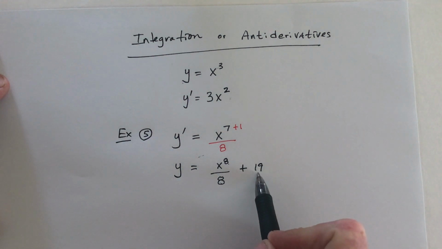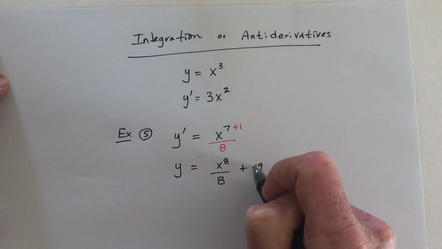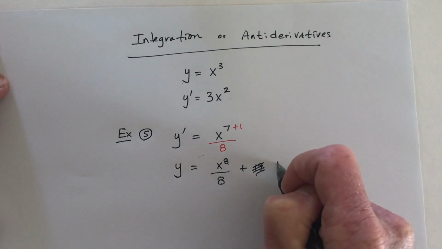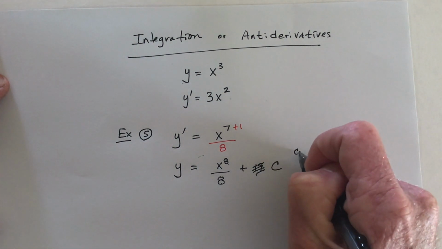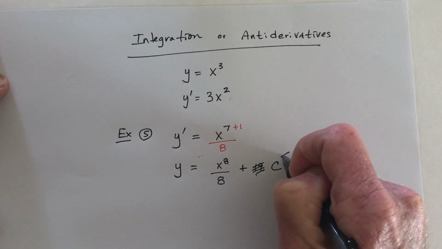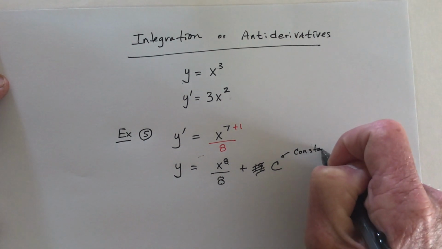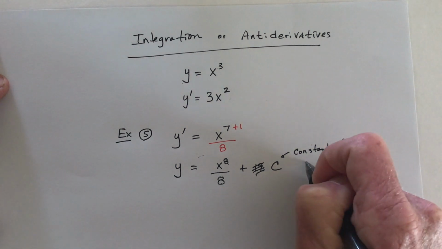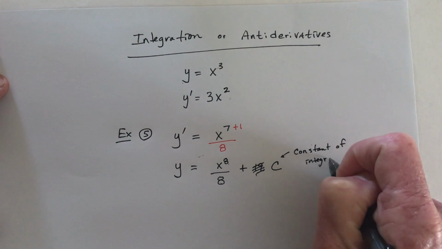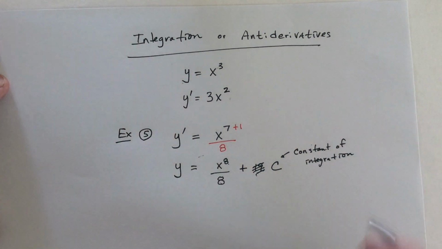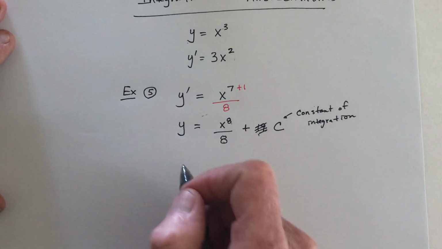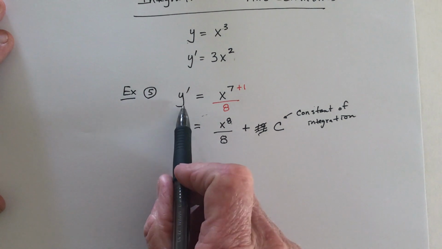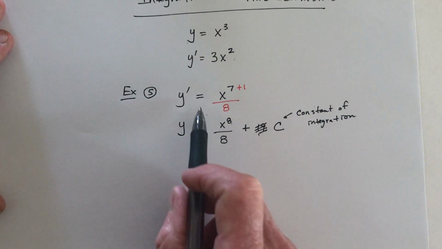So this could be any number. So instead of using a 19, we just use the letter C. So this is called the constant of integration. All right, this is one notation for it, the way that I just did it.